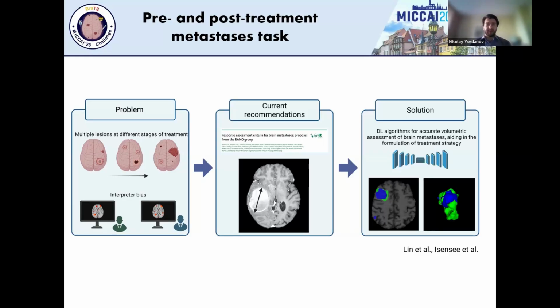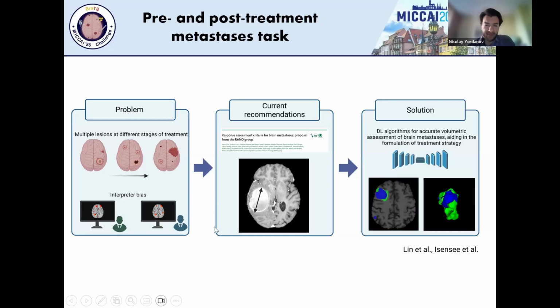So the first thing is that patients with brain metastases commonly have multiple metastases at different stages of treatment. And the process of following the progression and the assessment of treatment response is pretty time consuming, laborious, and it is prone to human errors.